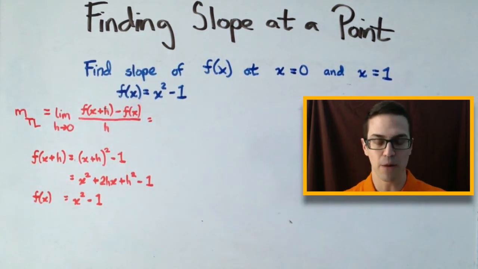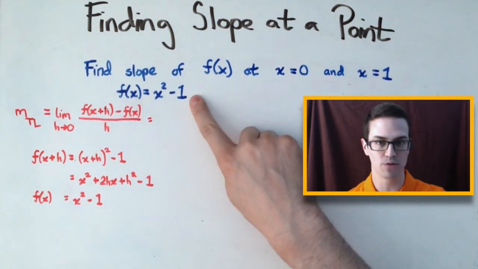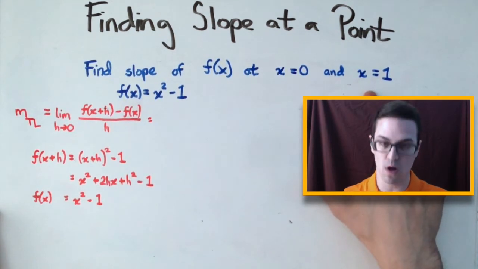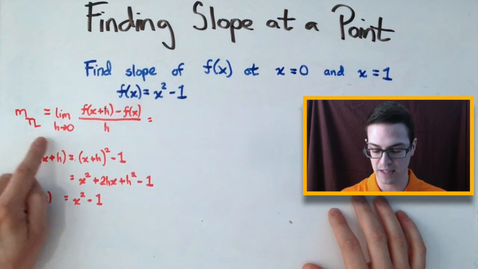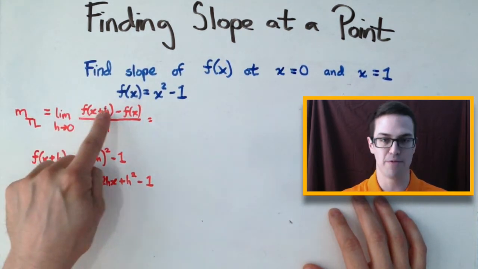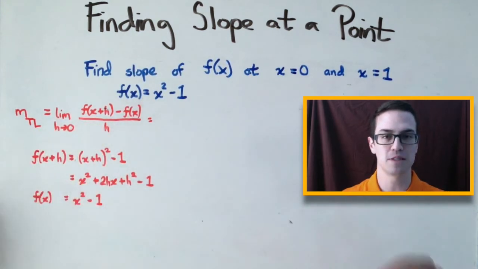So here we go. First thing we want to do: it says find the slope of f of x, which is right here, that quadratic we were talking about, at x equals 0 and also at x equals 1. So you're going to be finding two slopes on this one. Okay, the slope of the tangent line is going to be the same exact formula, where you find the derivative: f of x plus h minus f of x over h, and it's the limit of this as h goes to 0.